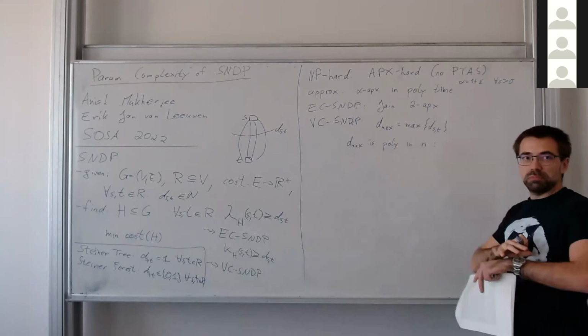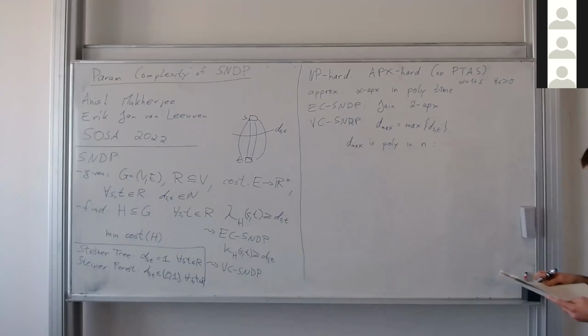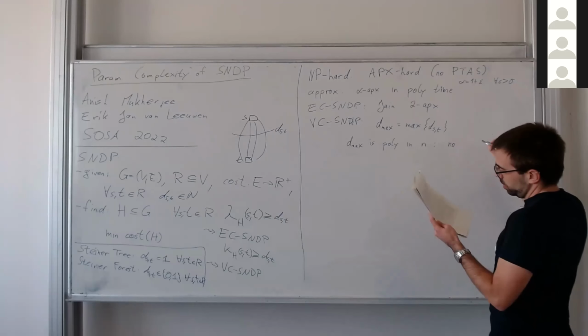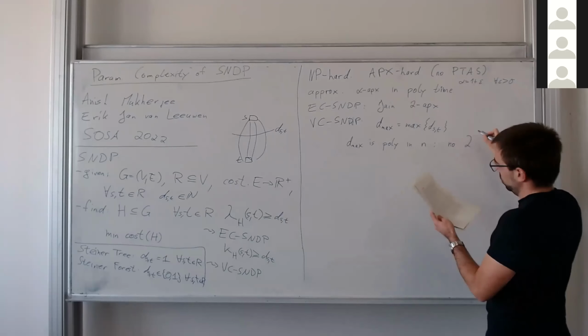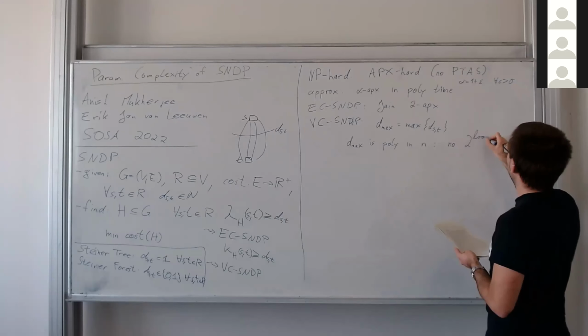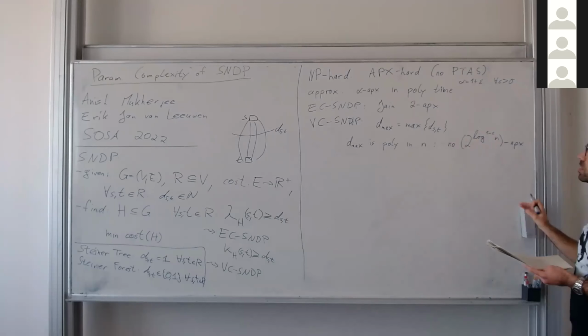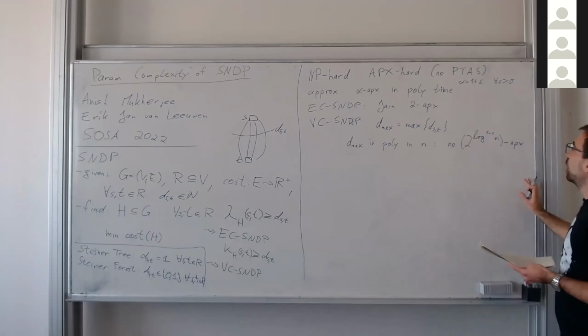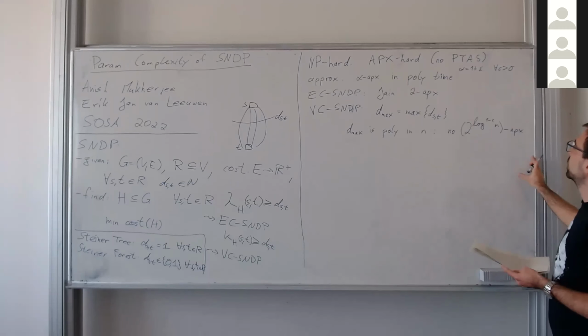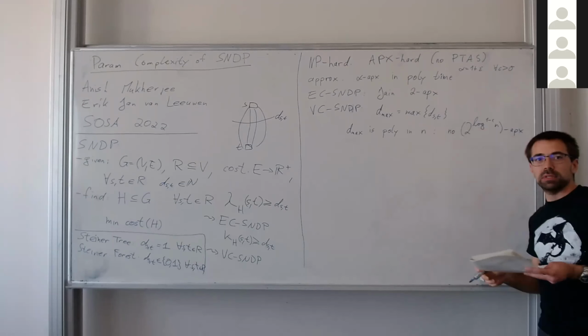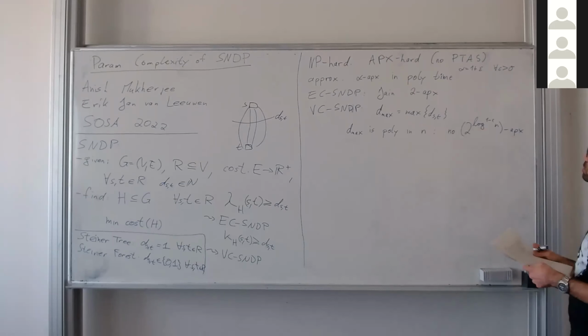If the maximum demand is allowed to be very large, then there is a lower bound that says there is no 2 to the log^(1-epsilon) n approximation, unless something strange happens. Let me not write the conditions here; I'm not interested in that. Essentially, a log approximation would be the best you could hope for for the vertex connectivity SNDP problem.